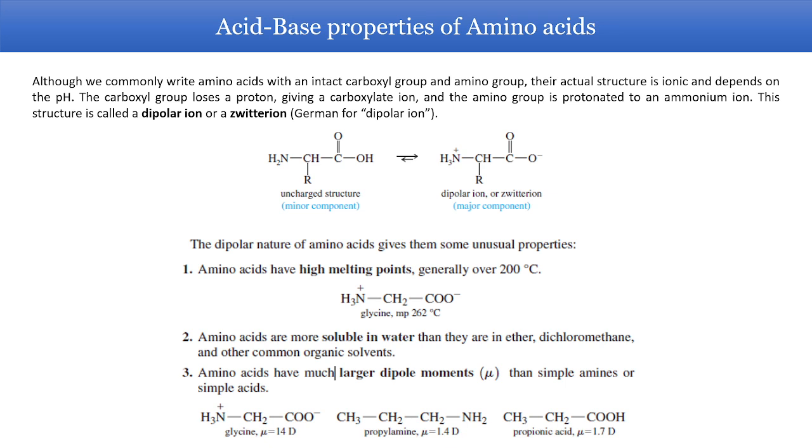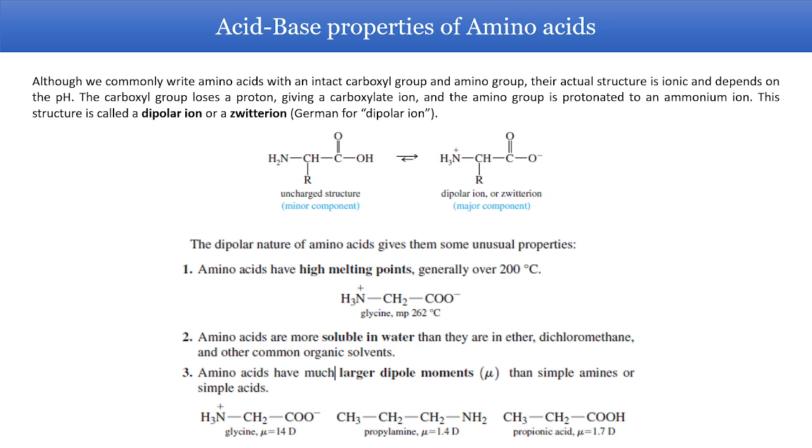Now we need to understand the properties of the amino acids from an acid-base perspective. Although we commonly write an amino acid with the NH2 group followed by the C alpha carbon attached to an R group and an H, and then the carboxylic group, at neutral pH or inside our body, how do they exist? They exist in a dipolar ion form.